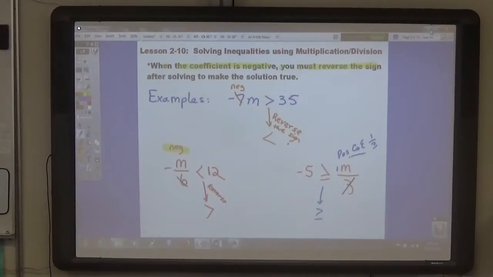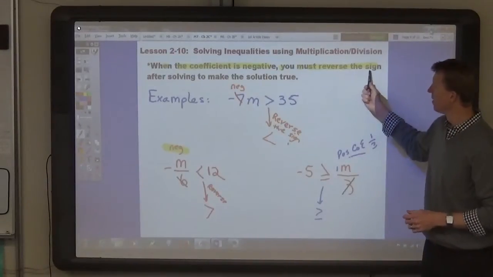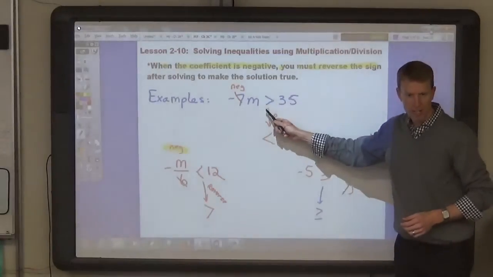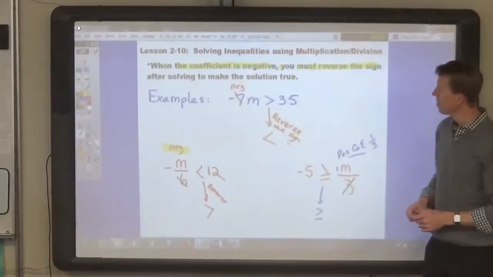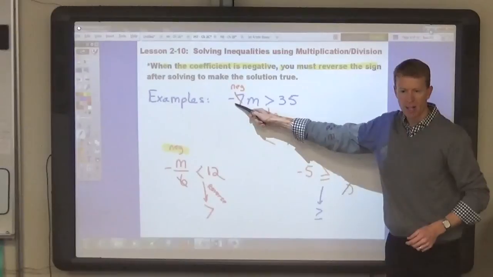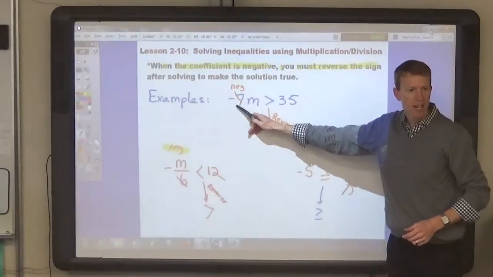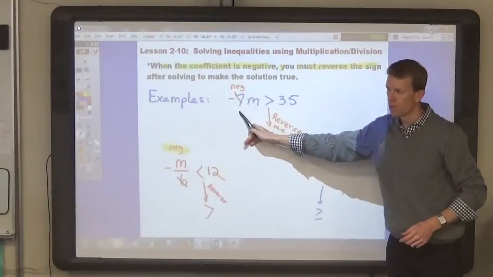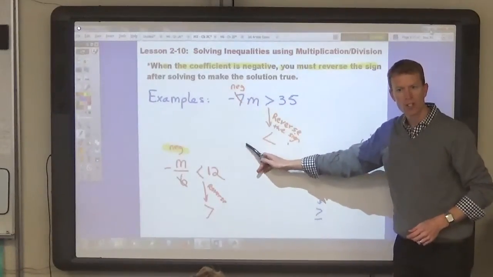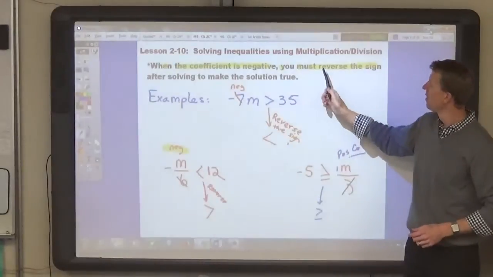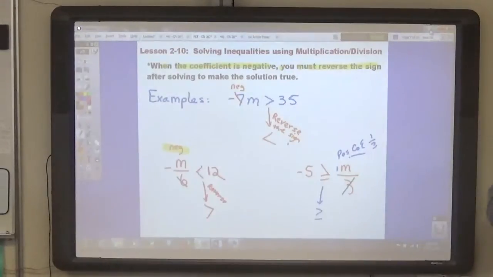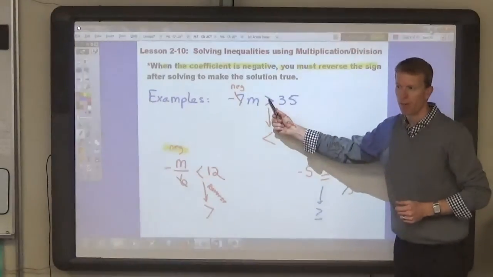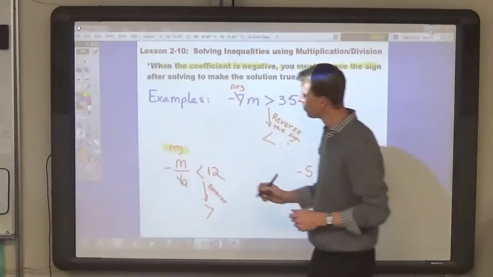First of all, we're going to have to reverse the sign, meaning changing it from, if it's greater than in the original problem, to a less than sign, and vice versa. If the coefficient that we're starting with is negative. Anytime you have a negative coefficient, when you get to the end after solving it, you have to reverse the sign. But only if the coefficient is negative. So we're going to have to identify the coefficient. We're going to have to see if it's positive or negative. Other than that, we solve them the same way we did before. Start on the side with the variable.